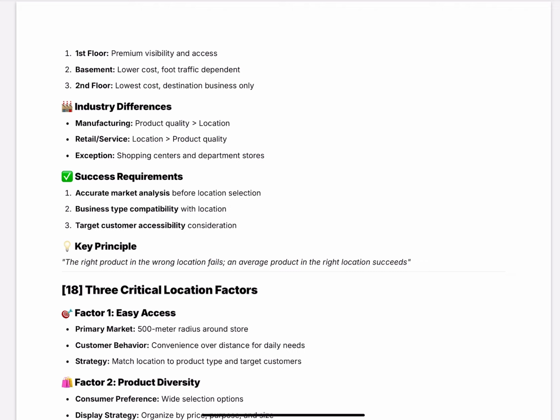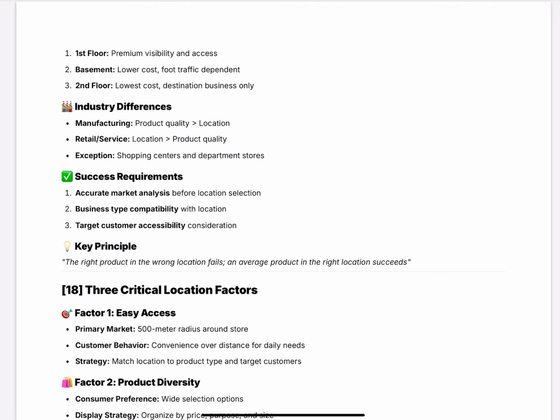So let's understand the location hierarchy. First floor locations offer premium visibility and traffic access, but they are the most expensive. Basement locations cost less but depend entirely on the foot traffic from above. The second floor locations are lowest cost but only work for destination businesses where people specifically seek you out.